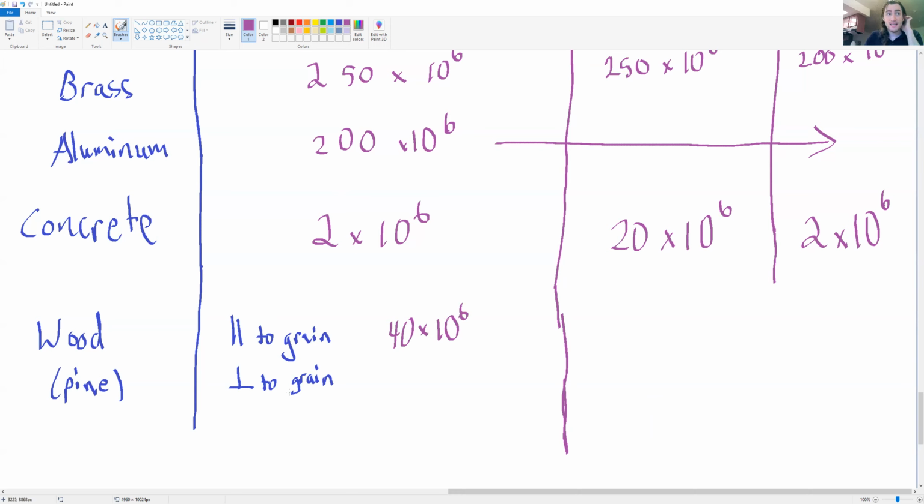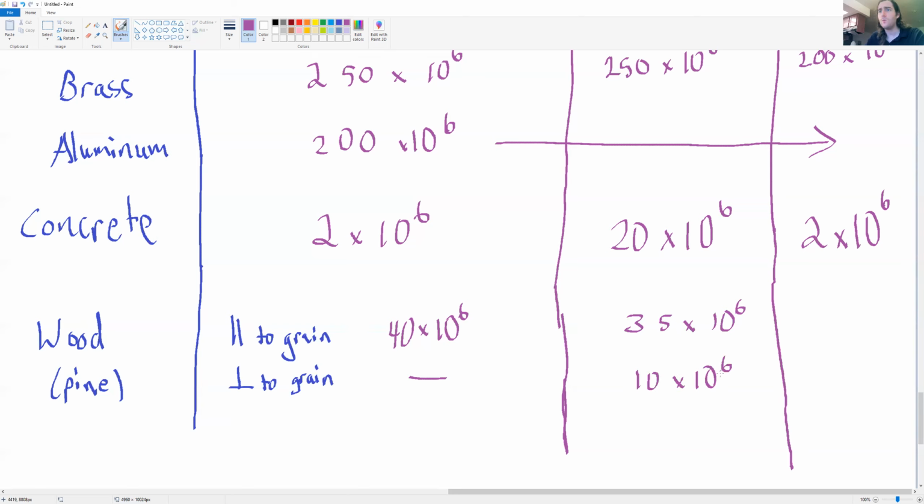Now perpendicular to the grain, it gives no value here. I'm not sure why they do that. I think because it's difficult to have a force which is perpendicular to the grain, which puts the material in tension. Perhaps that's why. But parallel to the grain for compression is 35 times 10 to the 6. And they do give a value here perpendicular to the grain for compression. They give 10 times 10 to the 6.